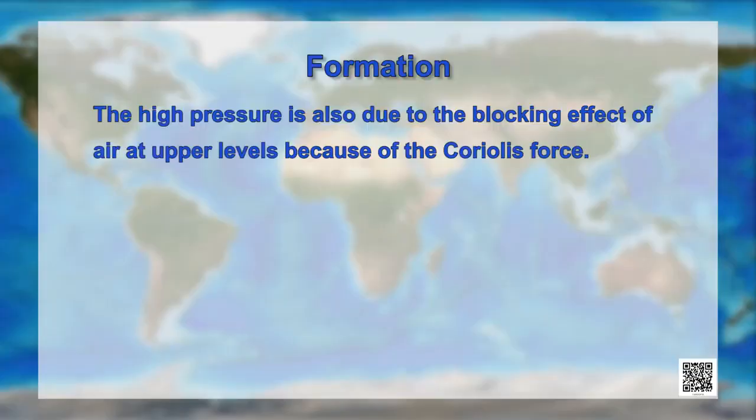So the high pressure along this belt is due to subsidence of air coming from the equatorial region, which descends after becoming heavy. The high pressure is also due to the blocking effect of air at upper levels because of the Coriolis force. The climate of this place.